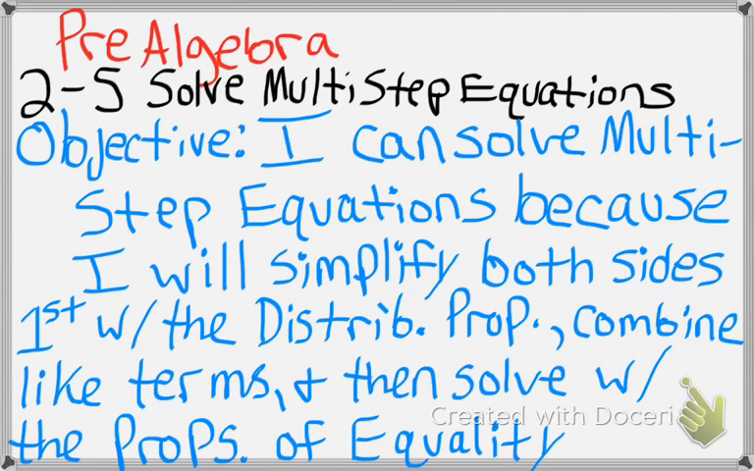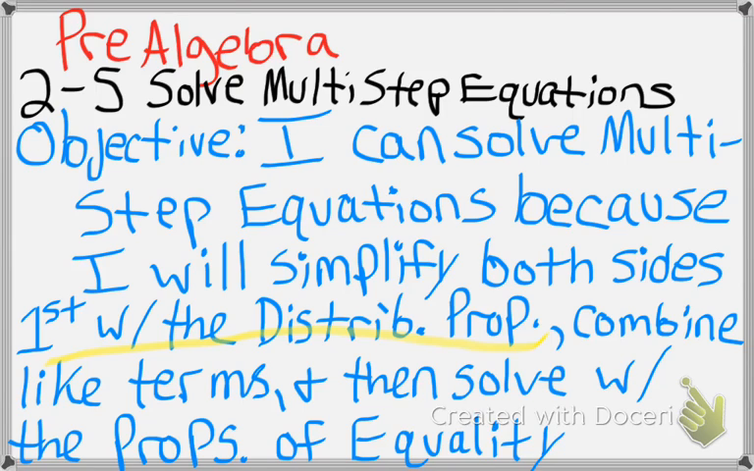Now, as a reminder, this is just a clip for your notes. You should not need to write this down. You should already have it. Or write it down again if that would help. Your objective was your steps, meaning I can solve multi-step equations because, here are your steps. I will simplify both sides first with the distributive property, meaning simplify both sides, but to do that, you're first going to use the distributive property.